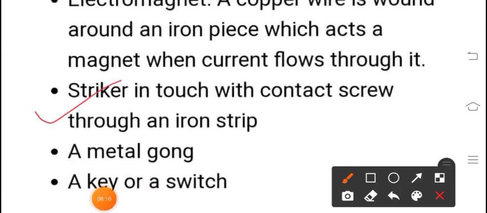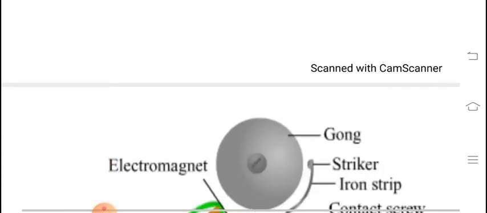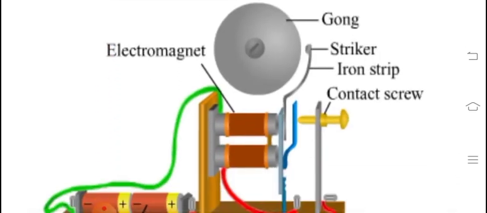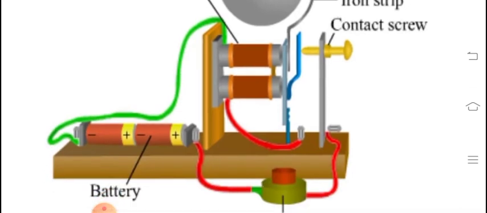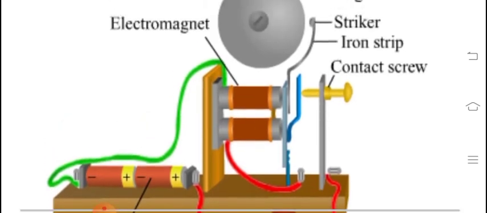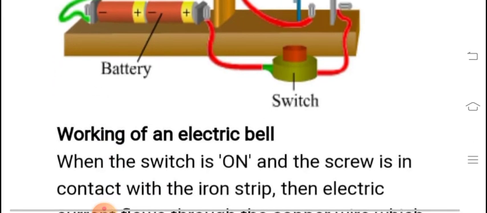Next is the striker in touch with the contact screw through an iron strip. A metal gong, a key or a switch. Here's the diagram. You can observe in this diagram. You have to make this diagram also. This is the gong, this is the striker, this is the iron strip, this is the contact screw and this one is the electromagnet, and these are the connecting wires. You have to make this diagram in your notebook. Please note it down.